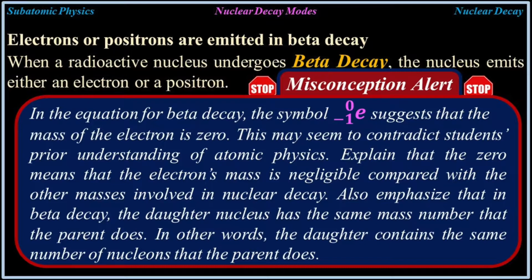This may seem to contradict students' prior understanding of atomic physics. Explain that the 0 means that the electron's mass is negligible compared with the other masses involved in nuclear decay. Also emphasize that in beta decay, the daughter nucleus has the same mass number that the parent does. In other words, the daughter contains the same number of nucleons that the parent does.